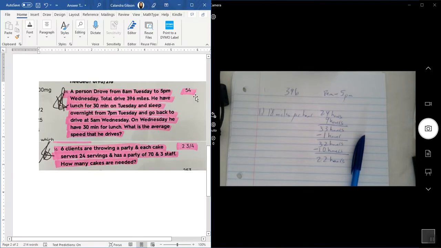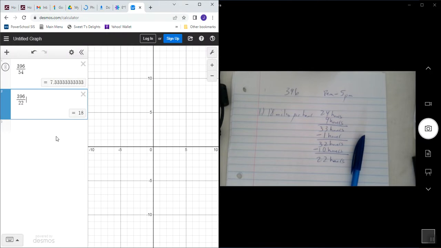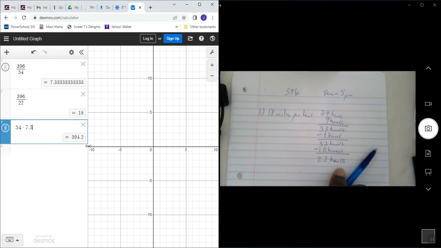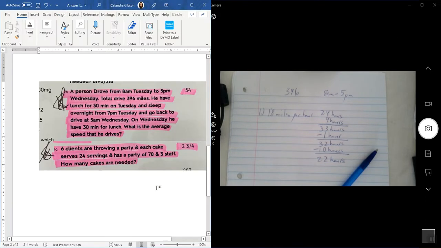I don't know how they came up with 54. Because also, if we took the 54 here, which we did show earlier, 54 times the 7.3 will give us almost that 396. And we know that this person, from one day to the next, as much as they drove, drove way more than seven and a third hours. So now we go on to the next problem.